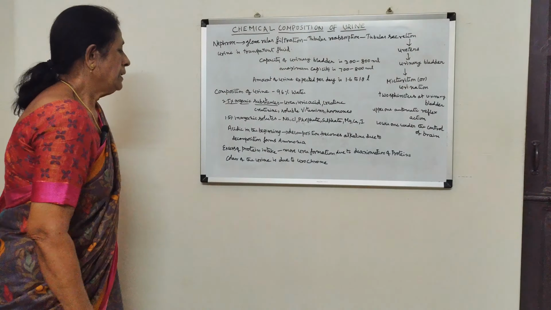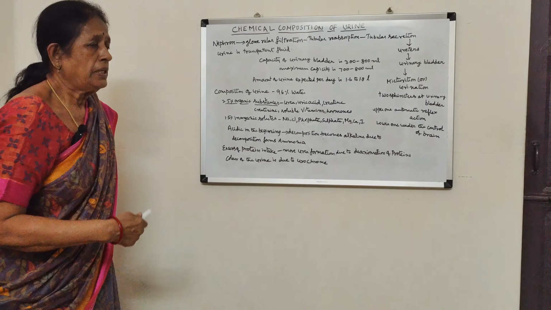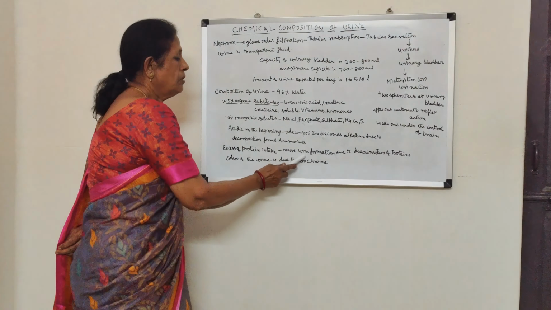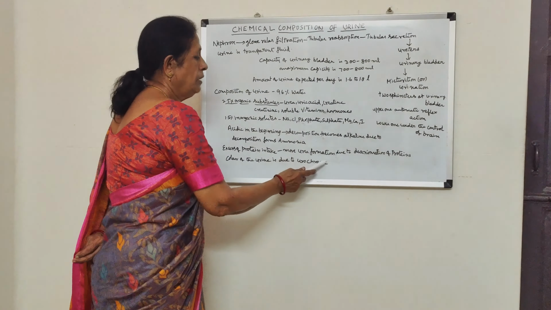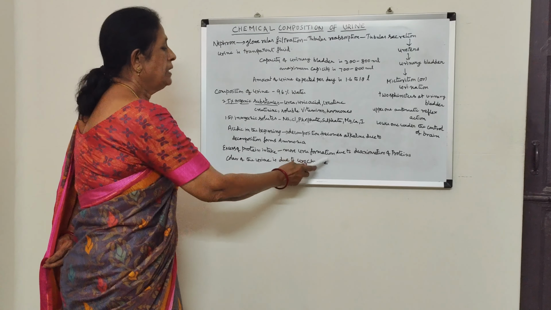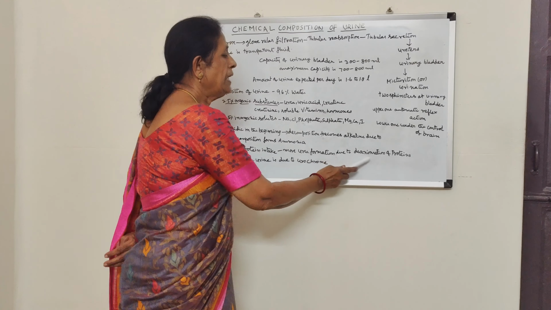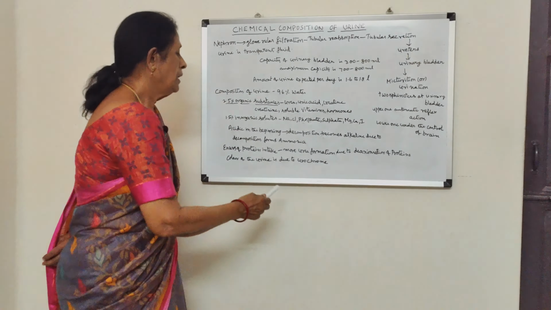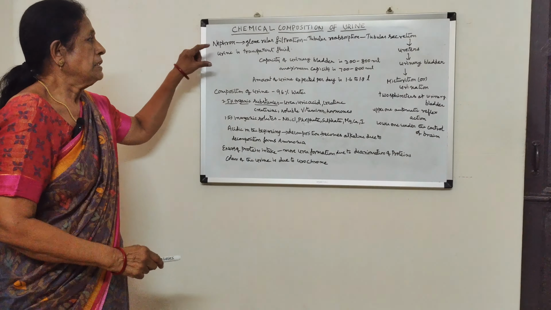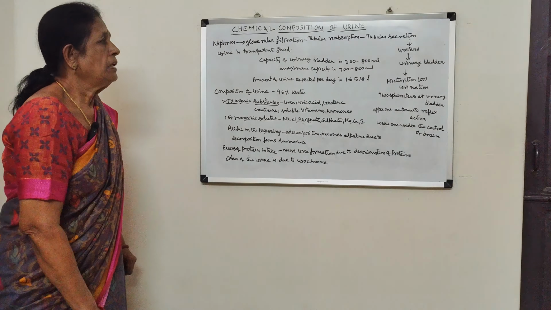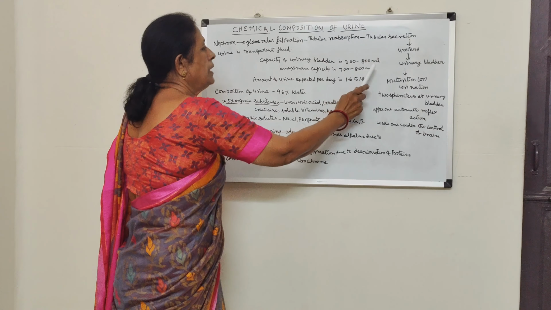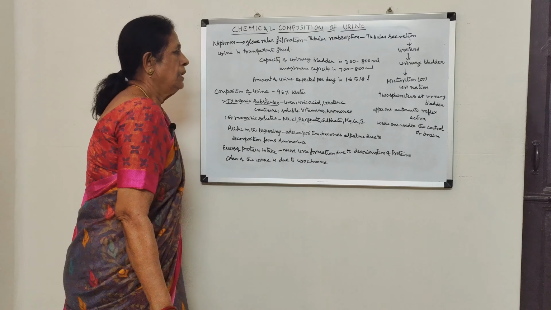And next, excess intake of protein results in more formation of urea in the urine. Why? Because the proteins get deaminated. Deamination of proteins means a greater amount of urea is present in the urine. So these are the chemical compositions of the urine. The urinary bladder holds about 300 to 800 ml of urine.